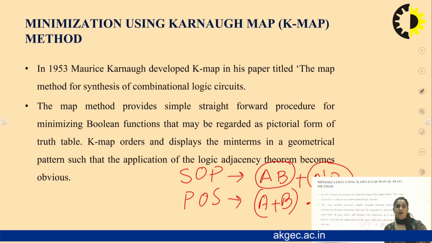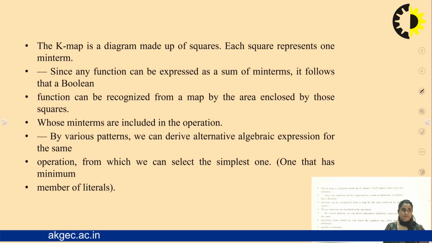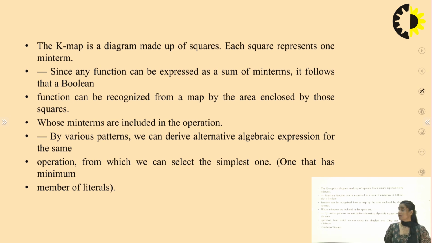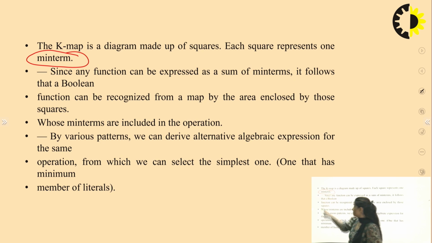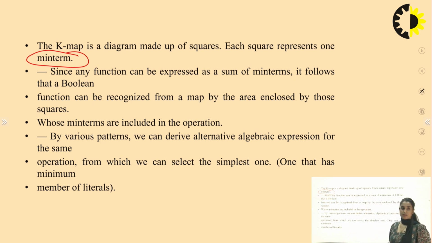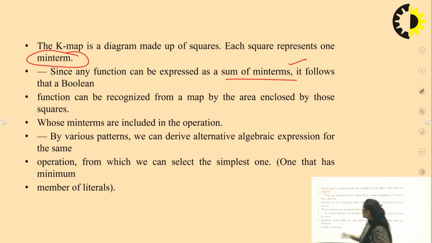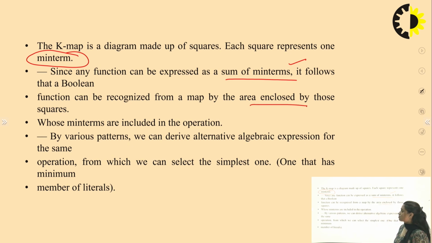So we'll be taking the K-map explanation further in terms of minterms. That is, SOP we will take as a reference and POS can be solved further. It is a diagram made up of squares. Each square represents one minterm. When we solve it, we'll get to know how we get the squares. Since any function can be expressed as a sum of minterms, it follows that a Boolean function can be recognized from a map by the area enclosed by those squares whose minterms are included in the operation. By various patterns, we can derive alternative algebraic expressions.